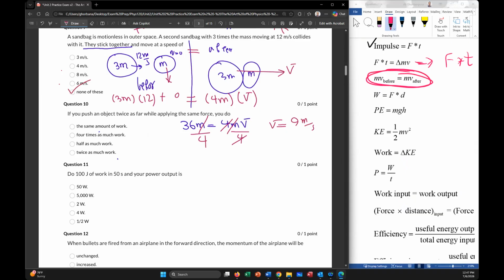Again, we use the conservation of momentum during the collision. When you have a collision, you are supposed to use this formula: momentum of the entire system before should be equal to momentum of the entire system after. So calculate the momentum before, set it equal to momentum after, and then find the unknown value.